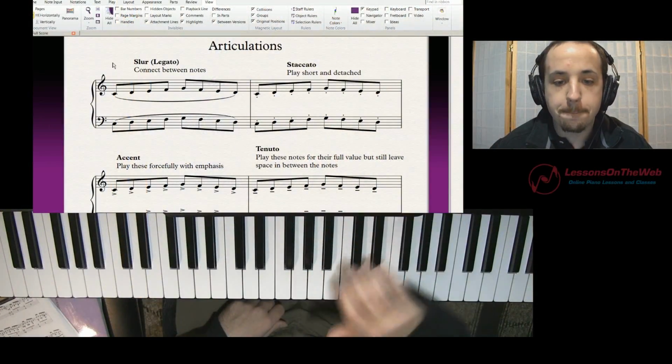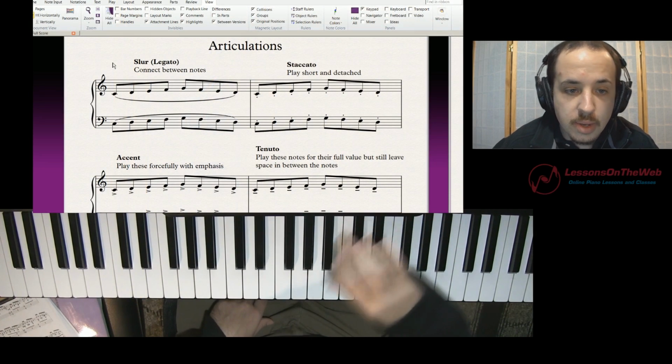Today we're going to go over some articulations that we haven't really talked about in much detail so far. This is just a general lesson teaching you what articulations are and four of the major types. There are a couple more that do exist, but we will go over those in a later lesson. So let's get started, and I'll tell you what articulations are all about.